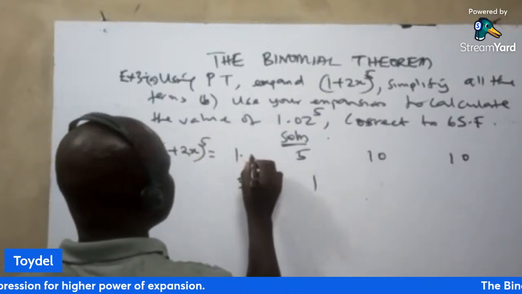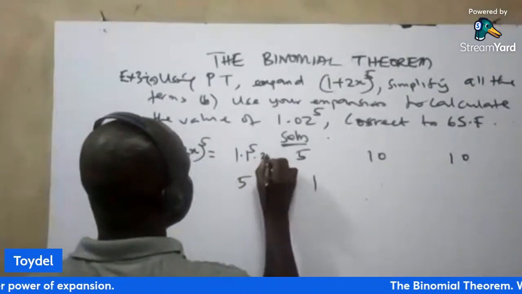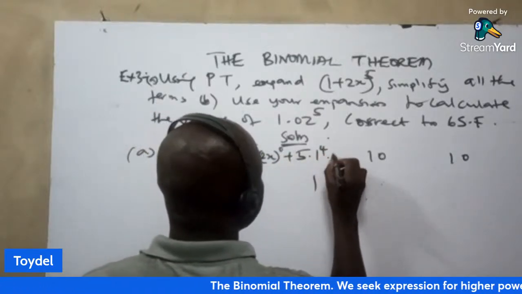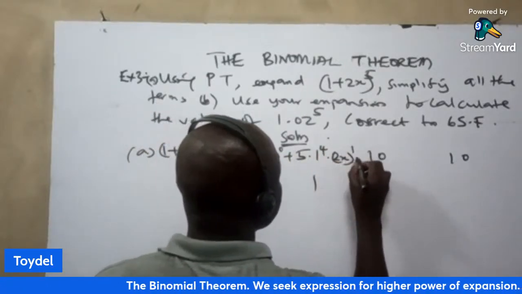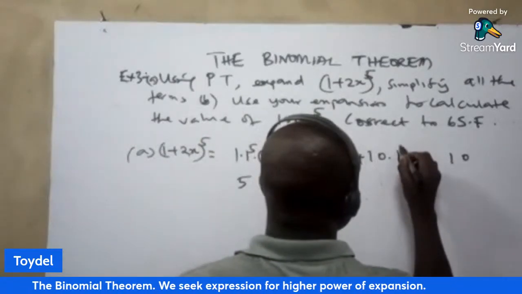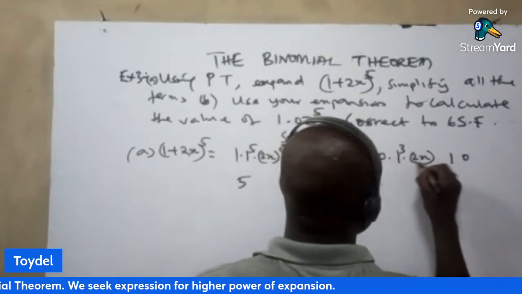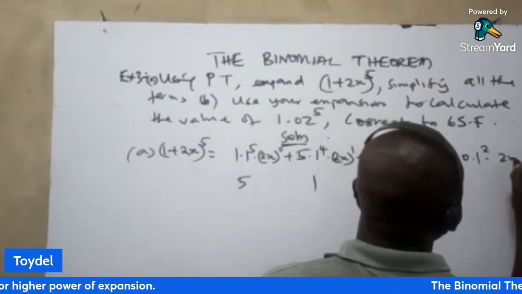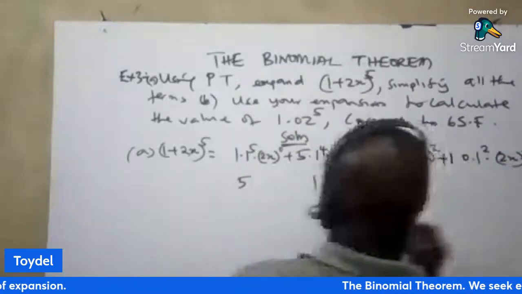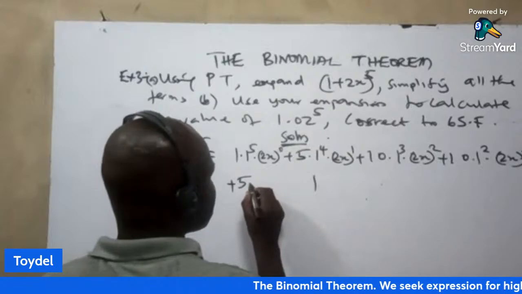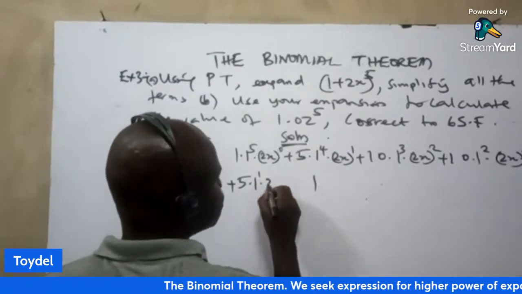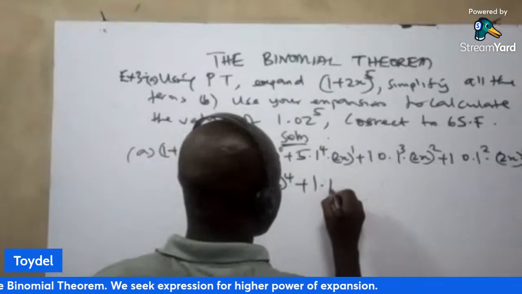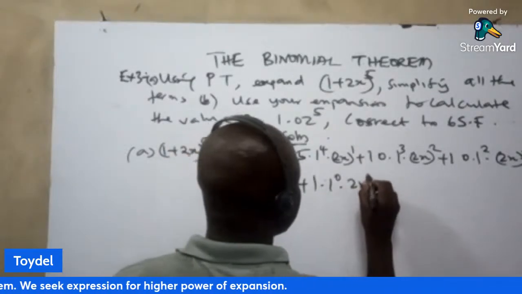So I will have 1 raised to power 5 multiplied by 2x raised to power 0, plus 1 raised to power 4 multiplied by 2x raised to power 1, plus 1 raised to power 3 multiplied by 2x raised to power 2, plus 1 raised to power 2 multiplied by 2x raised to power 3, then plus 1 raised to power 1 multiplied by 2x raised to power 4, plus 1 raised to power 0 multiplied by 2x raised to power 5.